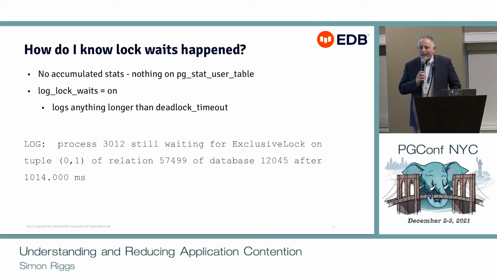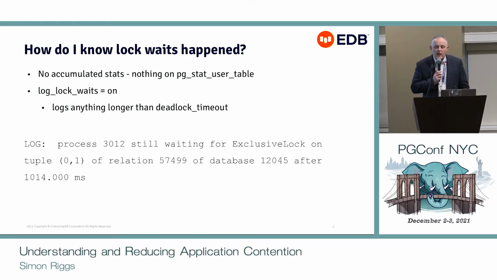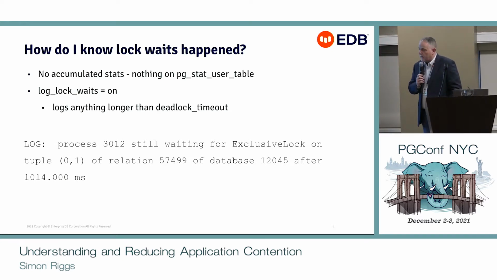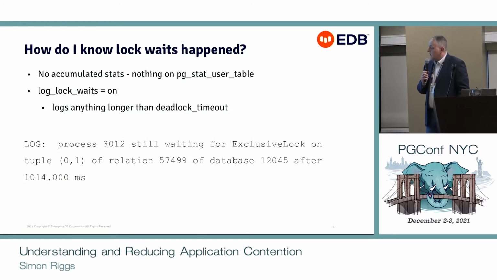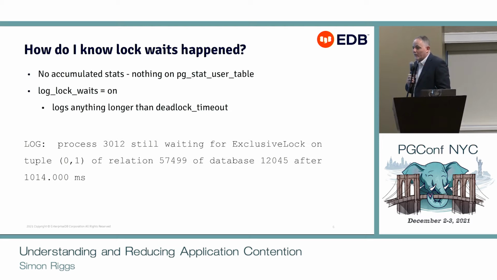How do I know lock waits happened in the past? Well, there isn't a way to accumulate statistics on the system, so we don't actually keep track of lock waits that have occurred. What we do though is there's a parameter called log_lock_waits, which I introduced about a decade ago, and that will log anything that's longer than the deadlock timeout. And the deadlock timeout is set by default to 1 second.